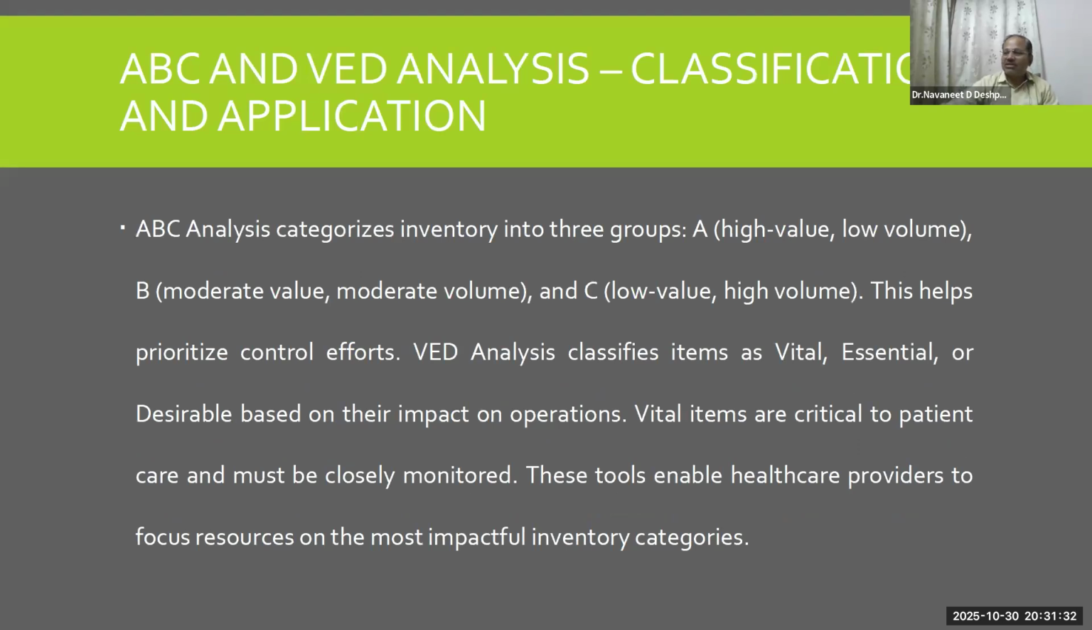So we have two analyses in the last part: one is ABC analysis and the other is VED analysis. ABC is about categorizing into high value, moderate value and so on. A is always high value and low volume, very expensive but very few. B is moderate value and moderate volume. C is high volume but low value. So we do this ABC analysis amongst all the kinds of equipment and materials being procured.